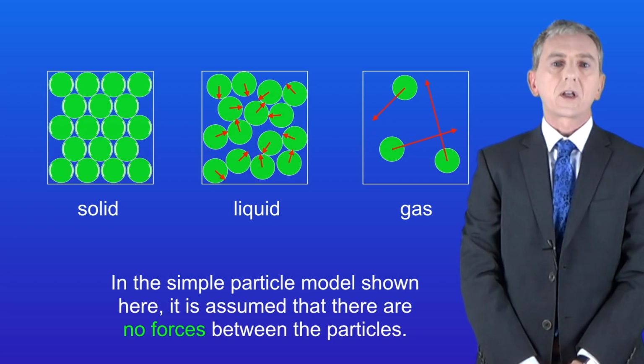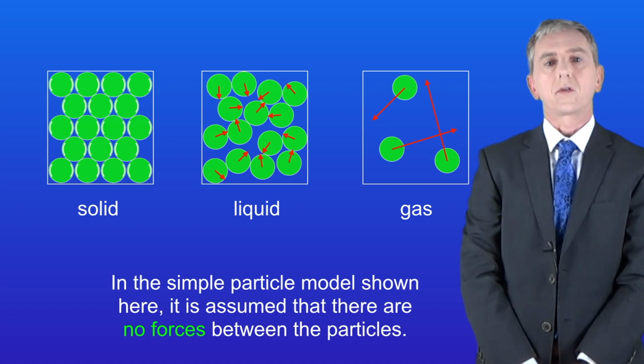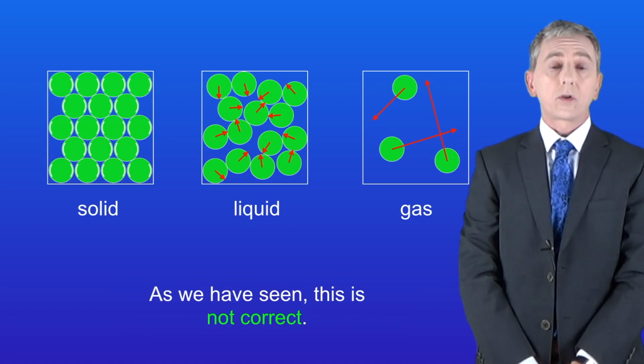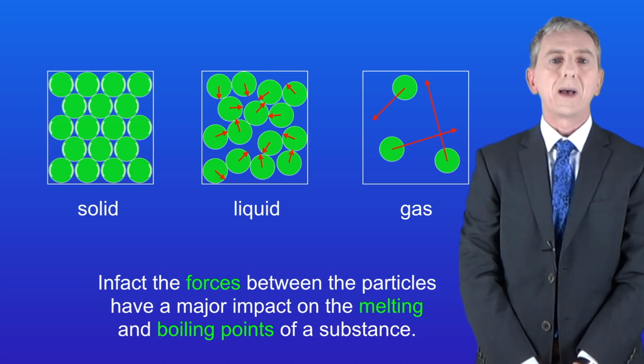Secondly, in the simple particle model shown here, it's assumed that there are no forces between the particles. Now, as we've seen, this is not correct. In fact, the forces between the particles have a major impact on the melting and boiling points of a substance.